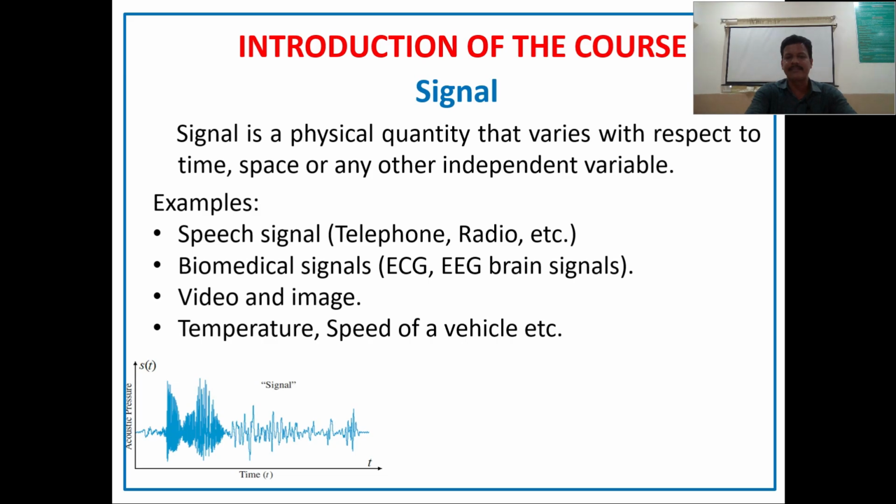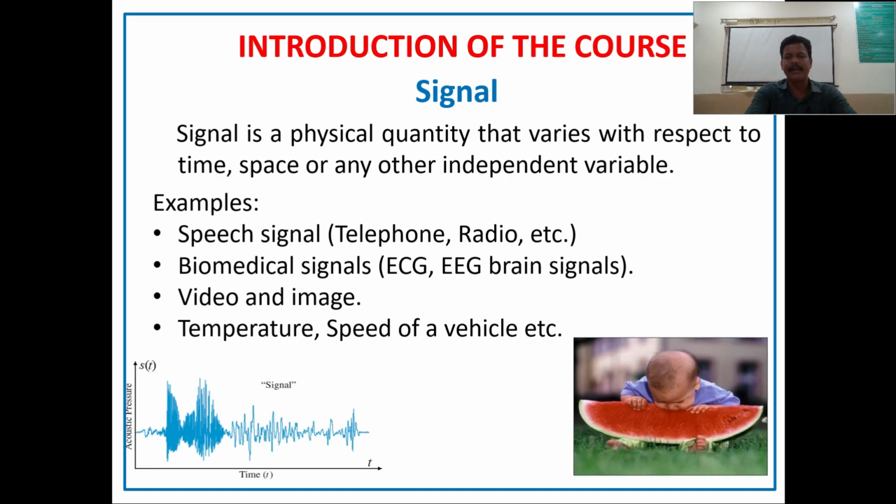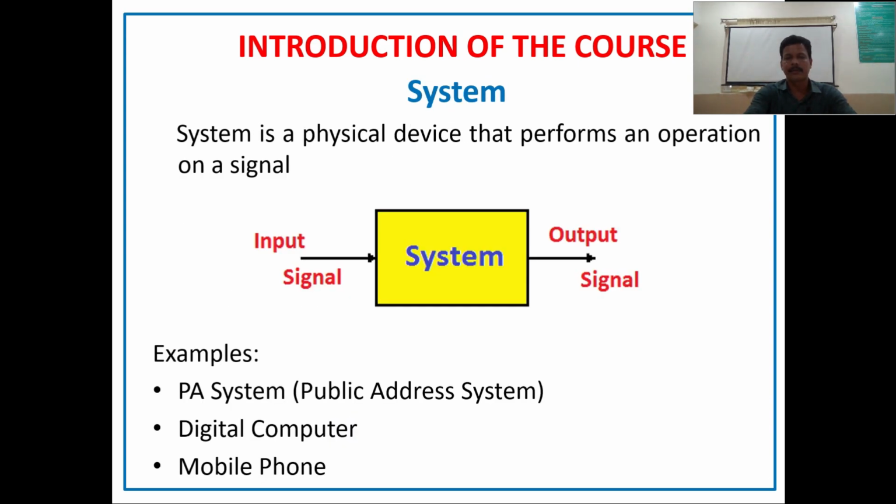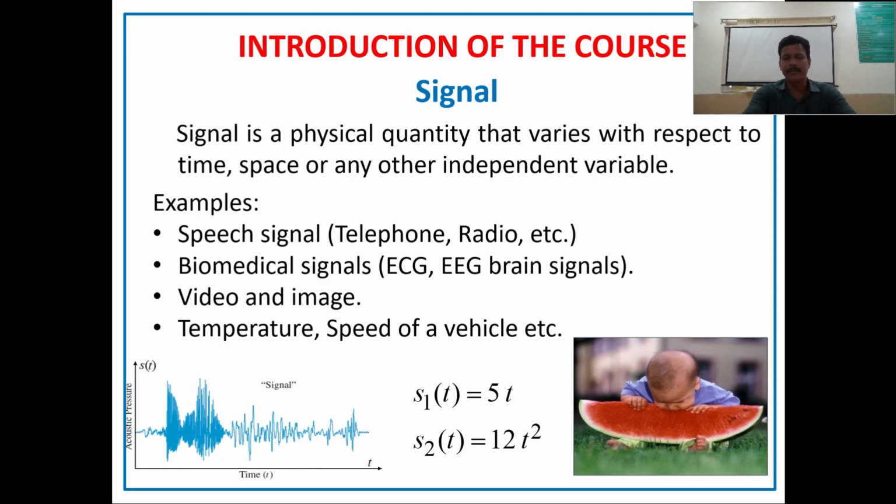Let us see some examples. Here is a random signal and an image; the earlier one is one-dimensional, and the image is two-dimensional. Similarly, we can consider deterministic signals like this, S of t equal to 5 into t. Here t is the independent variable, taken along the x-axis, and S of t is the dependent variable, which we take along the y-axis.